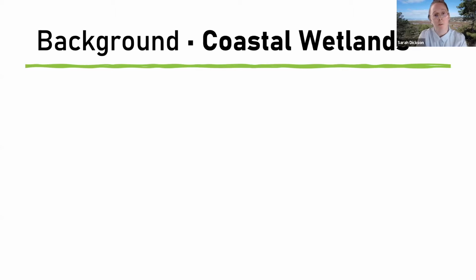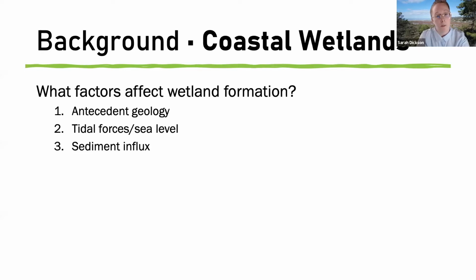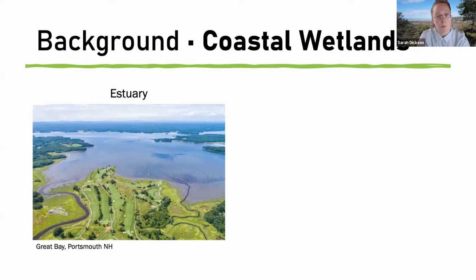Other factors that impact wetland formation are antecedent geology, which just means the geomorphology of the existing area, or in other words, the type of bedrock and the physical shape of the land, tidal forces and sea level, and sediment influx from a river system. When tidal forces are stronger than river discharge, estuarine systems form. This includes wetlands like estuaries, lagoons, and marshes. And an estuarine system is essentially a body of water that is adjacent to the ocean.